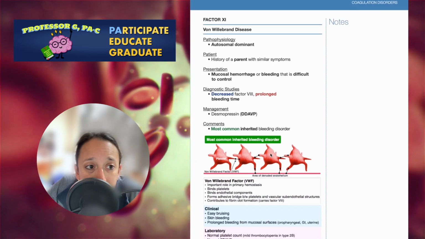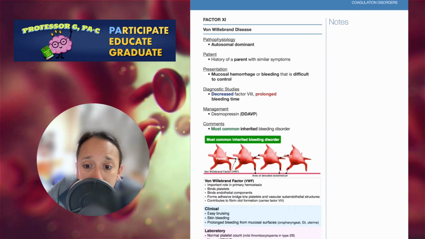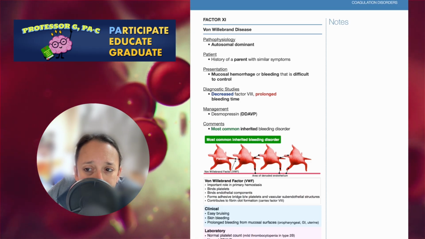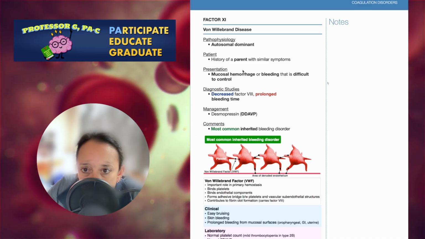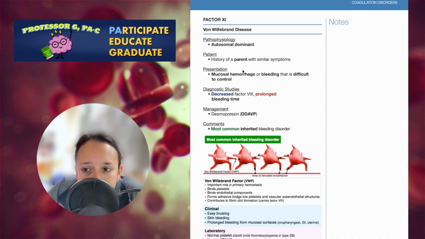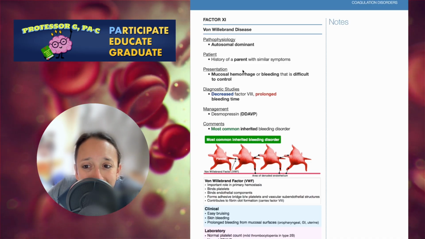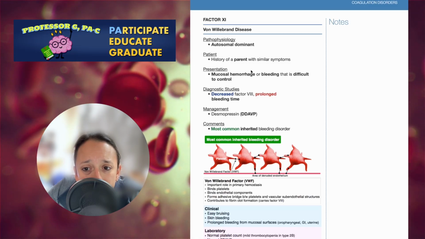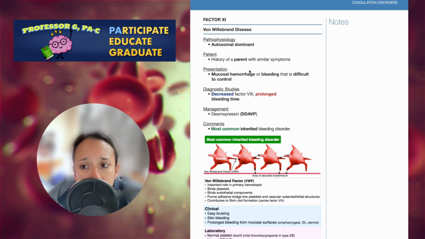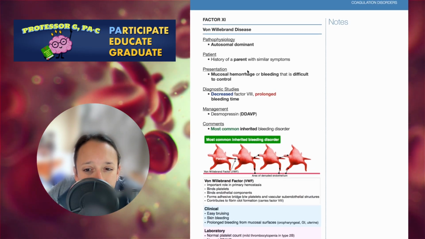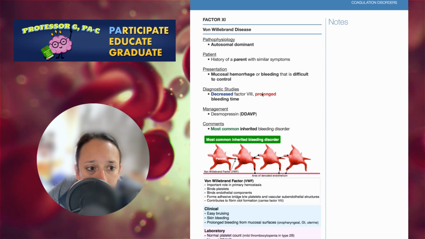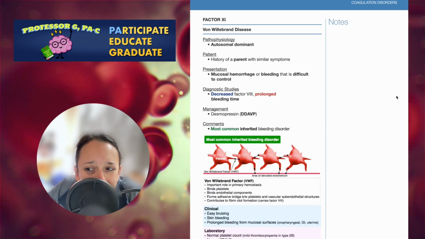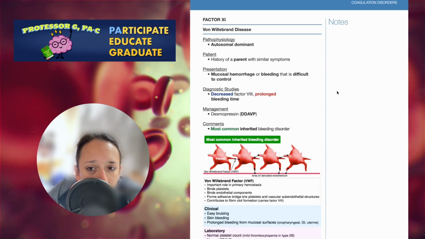All right, moving on down. This is von Willebrand disease. Von Willebrand disease is the most common inherited bleeding disorder that we have. It involves a problem with the von Willebrand factor, which is the protein that helps platelets stick to damaged blood vessel walls, and it also carries factor 8. So when von Willebrand factor is low or dysfunctional, both platelet adhesion and factor 8 levels are affected. So that's what it's saying here.